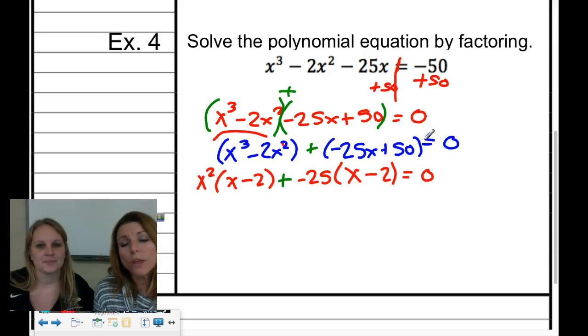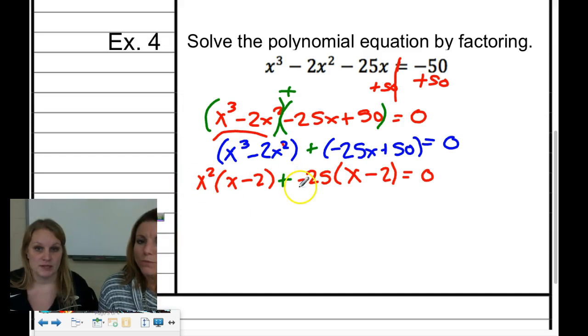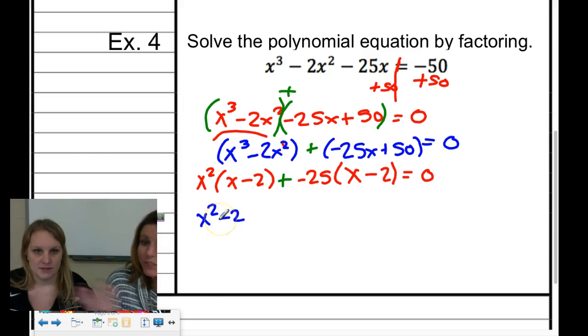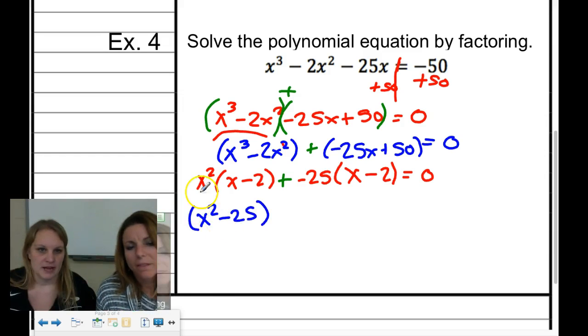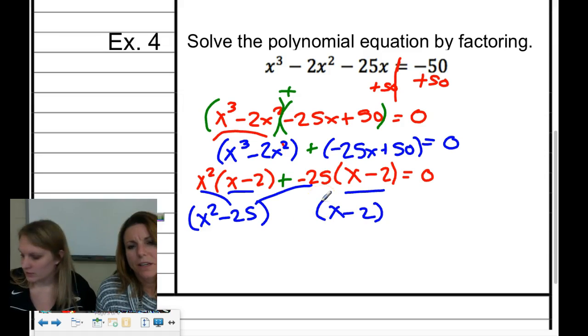Now, we know that we factored right because the x minus 2's are the same. Sweet. So now we're factoring out an x minus 2. And then what's left is the x squared minus 25, right? Yeah. So I got that from here and here. Yep. And then we get to take this, and so we've got an x minus 2.